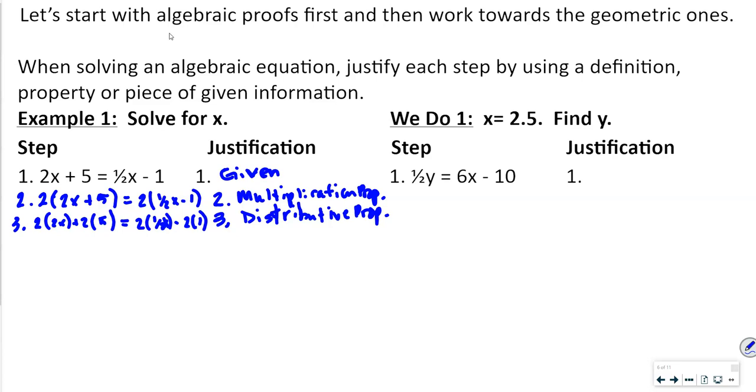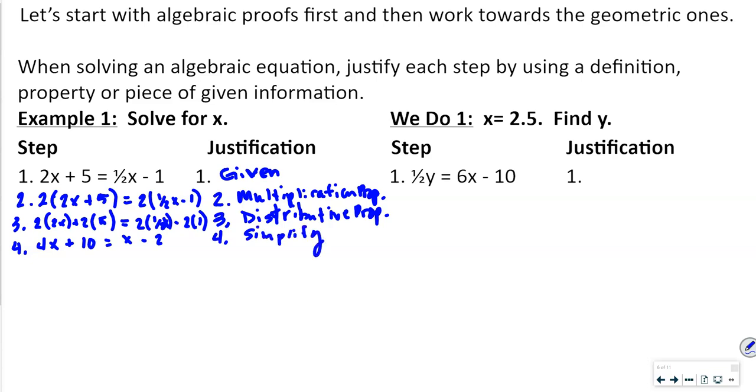T-R-I-B-U-T-I-V-E. Okay, so now we're just going to simplify that, right? So that's going to be our next step. So we're going to have 4x plus 10 equals, and then half of 2 is 1, right? So this is just going to be x minus 2. So this was just simplifying. That's all we did here, okay? Was simplify.